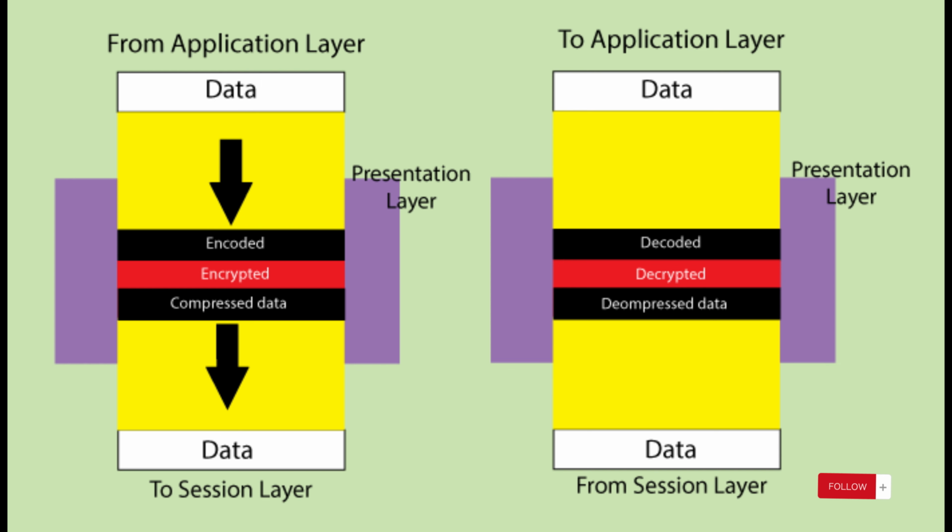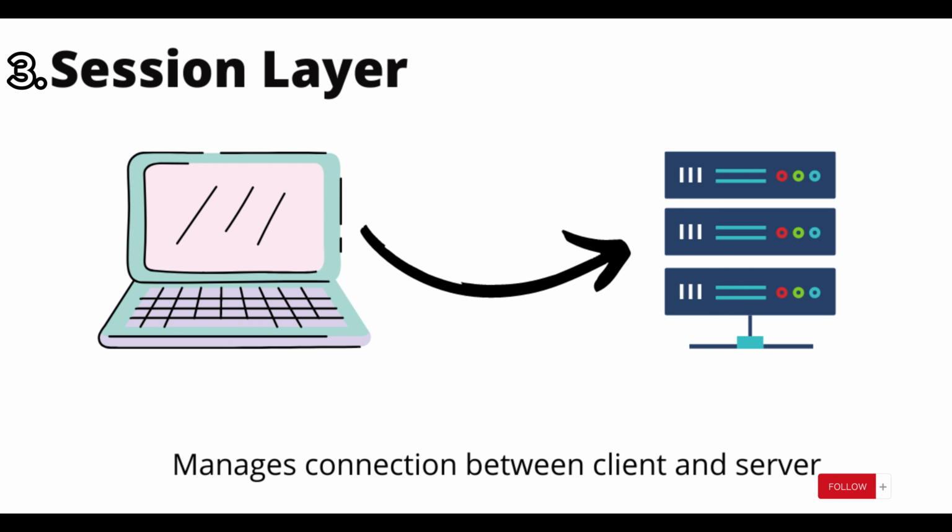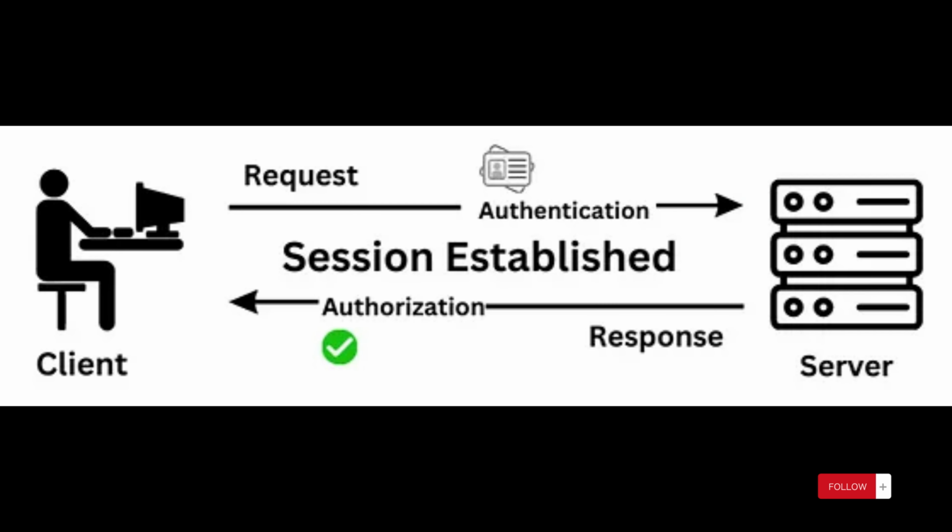Next comes the session layer. In this layer, it manages the connection between the client and the server in the form of a request and response. It performs 3 functions, that is authentication, authorization, and session management. In authentication, it checks who you are. And in authorization, it checks whether you have permission to access the data or not. And in the further process, it manages all this data and the server responds to the client.